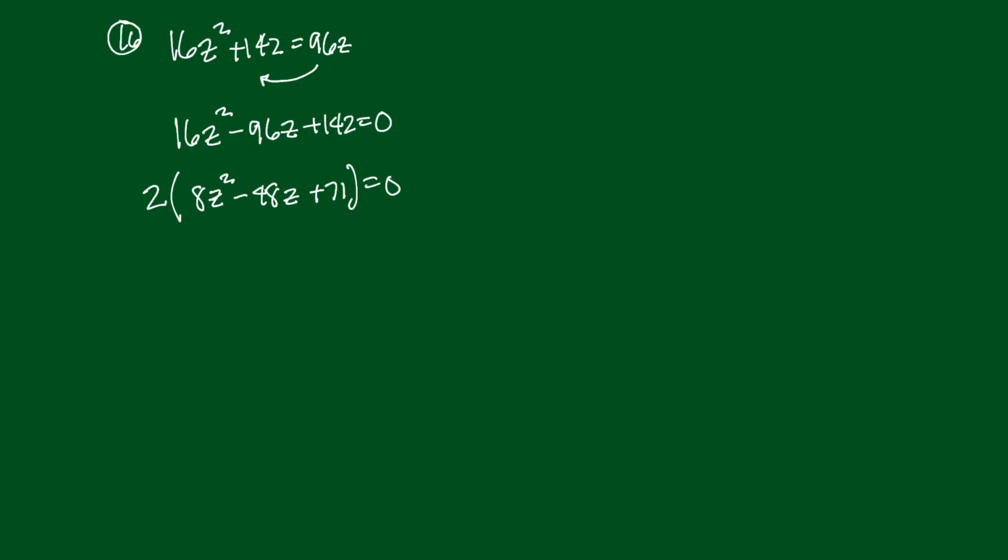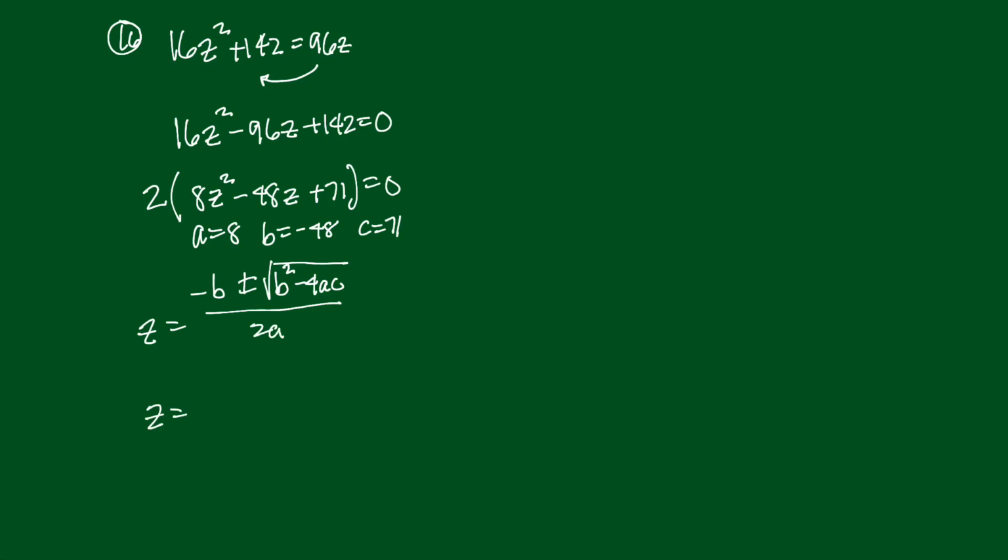Well, I don't think I can factor that, so I'm going to use the quadratic formula on this. A is going to be 8, B is going to be negative 48, and C is going to be 71. So here's what we'll have. Z is equal to negative B, opposite of B, plus or minus the square root of B squared minus 4AC, all over 2A.